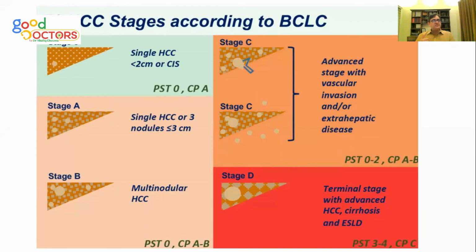If multinodular HCC with CTP score A and B and functional status 0, it's stage B. If the tumor has gone beyond, has vascular invasion or extrahepatic spread, the patient's functional status is 0 to 2, and Child class score is A or B, then it is stage C. And beyond that, Child class C or functional status 3 or 4, and a very advanced tumor will be stage D. So using those three parameters, we first have to stage the patient into stage 0, A, B, C and D.